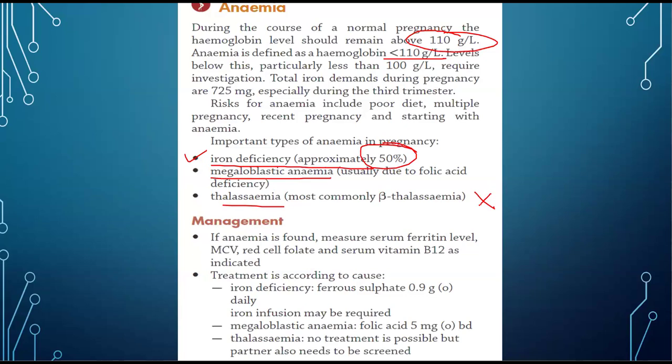Thalassemia is not very common in Australia. So don't think of thalassemia as your first cause, okay?